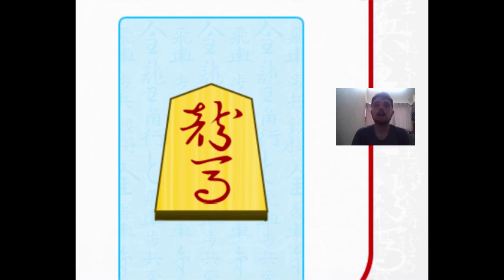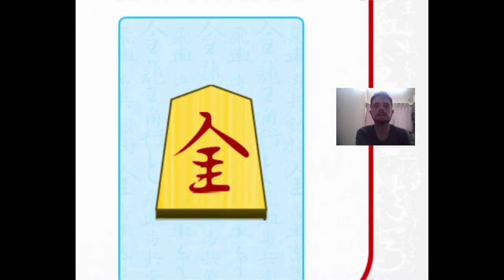So, a similar change occurs with the promoted bishop, known as the Ryuma. It gains an ability to move one square sideways, forwards or backwards, and retains the power of the bishop, unlocking some cool strategic possibilities. Okay, so the next piece.